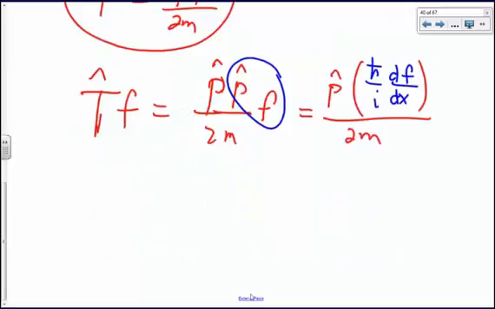So what do we get now? I can pull this out of my derivative. That's a constant. P hat is a linear operator, so I can pull that out of a linear operator. So that's going to be h bar over i. And p hat is what?